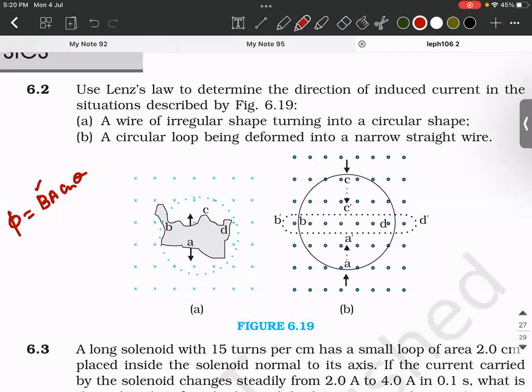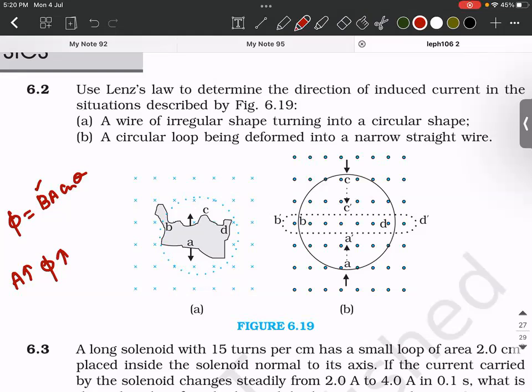It is increasing. When area is increasing, flux is increasing or decreasing? So in this case, what I will write is area is increasing, so flux is also increasing. When flux is increasing, then what pole will get generated? Same pole.